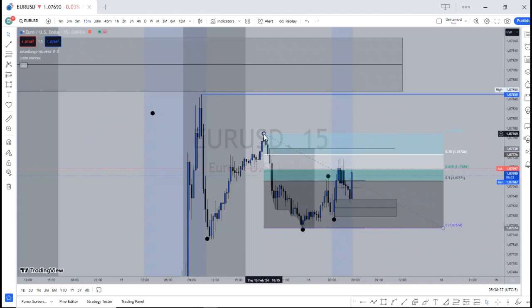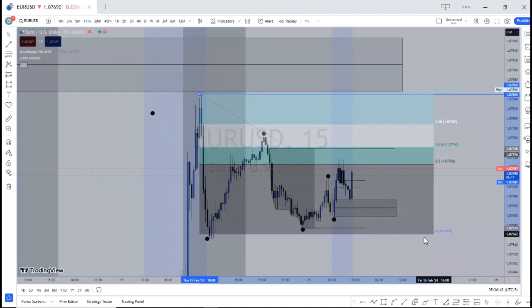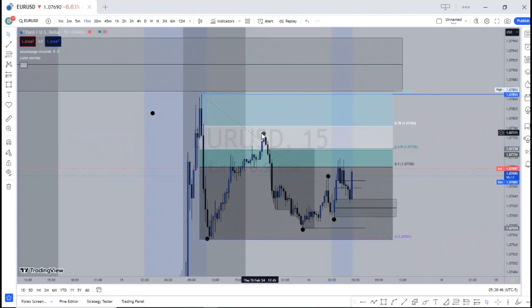Then long term, this high to this low, traded into OTE, traded downwards, did not break structure, came back to 50%, did not break structure, and we've seen it going higher, to buy stops and sell stops.